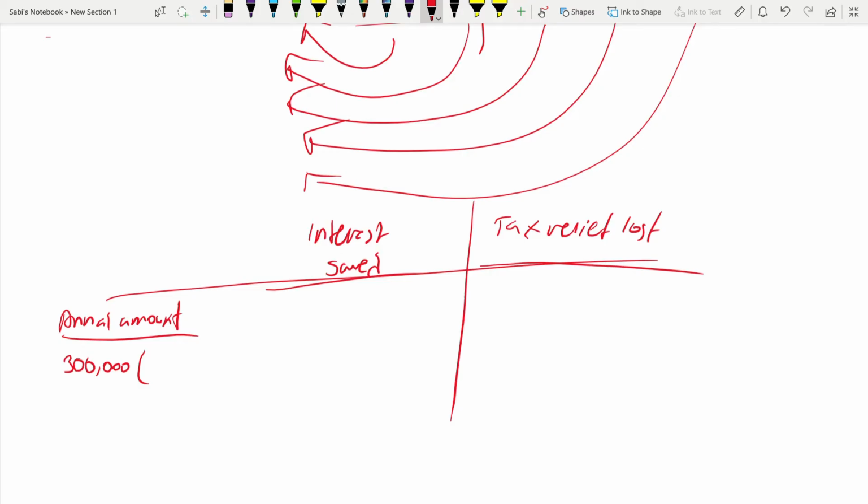The amount of interest that you're saving. Earlier you were paying 10%, now you have to pay 6%. That means you are paying 4% less. Interest saved is 10% minus 6%, the difference. Okay, just multiply.